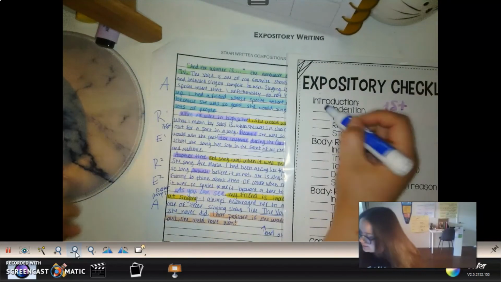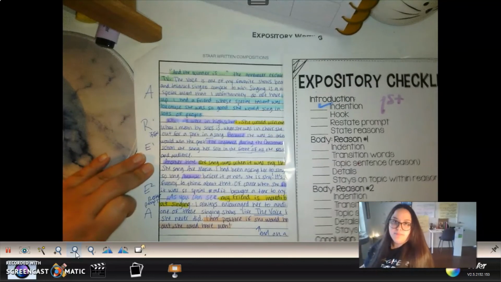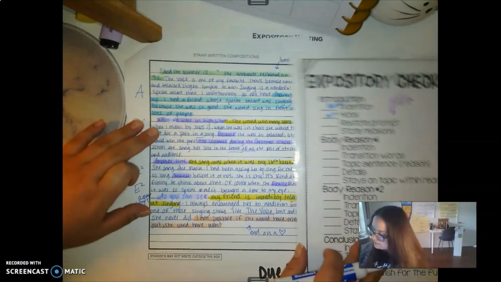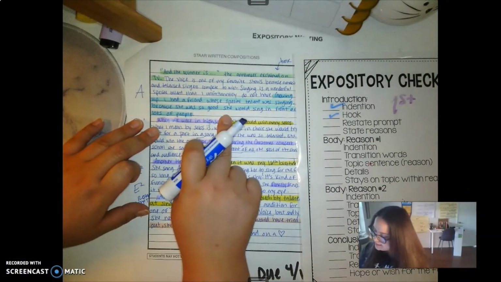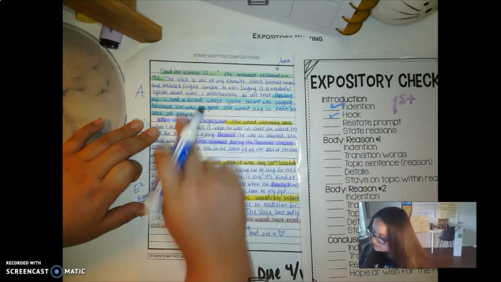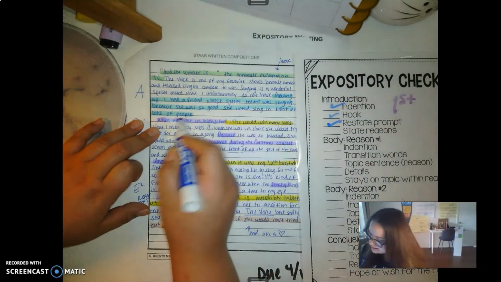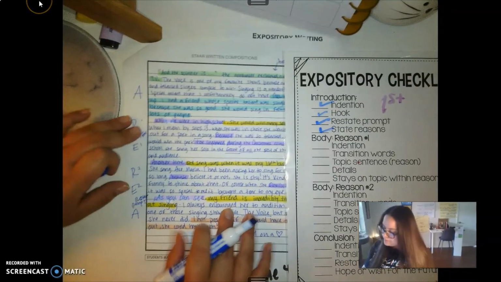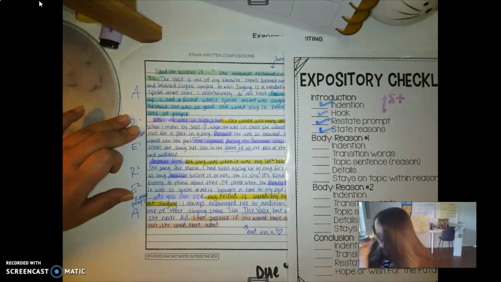Yes, of course. Do I have my hook? Yes, my hook is right here highlighted in green. Did I restate the prompt? Yes. Growing up, I had a friend whose special talent was singing. Did I state my reasons? Yes, she sings in front of lots of people, and that's what the writing was going to be about, mentioning times that she sang in front of people.